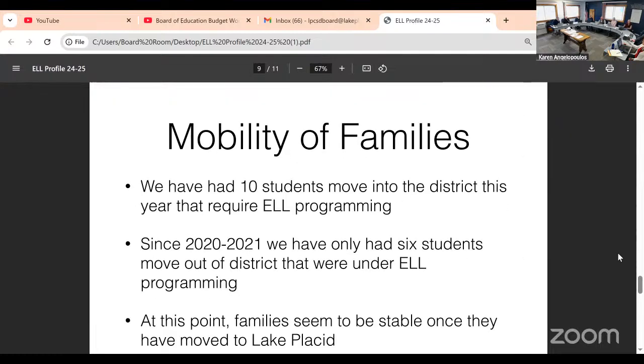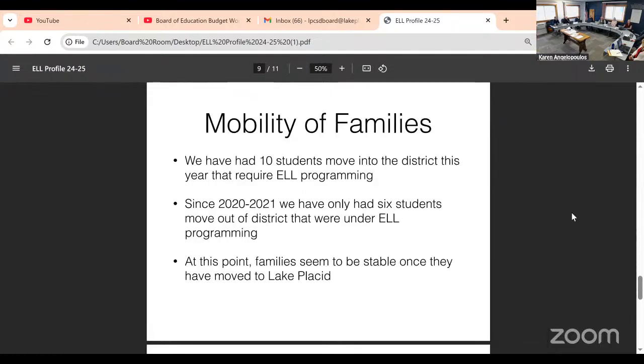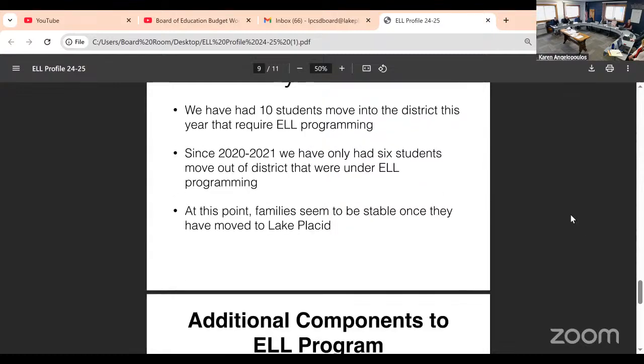This addresses your question a little bit, Don, the mobility of families. We've had 10 students move into the district this year that require English language learner programming. And since 2021, we've only had 6 students that have moved out of the district that have fallen under our ELL programming. So most families move here and then end up staying. So it does seem to be pretty stable.